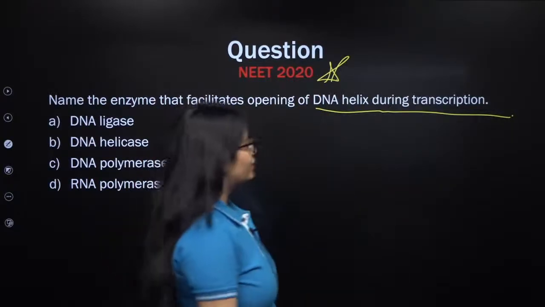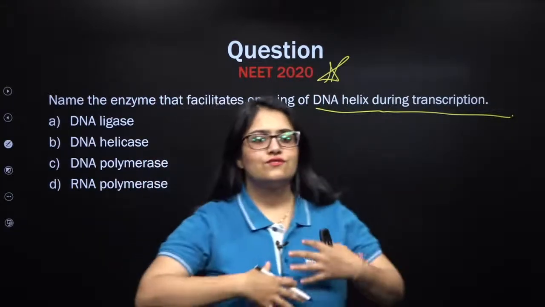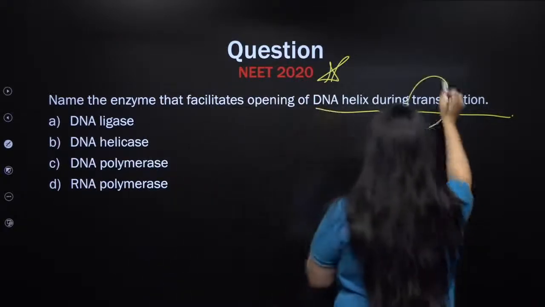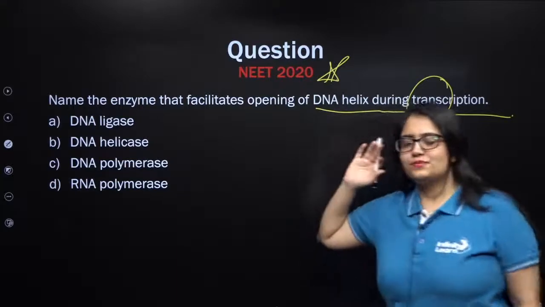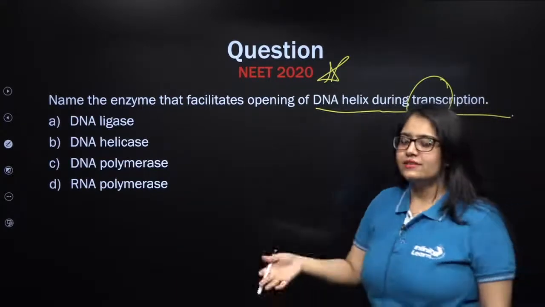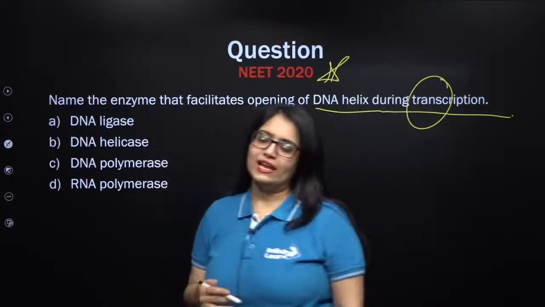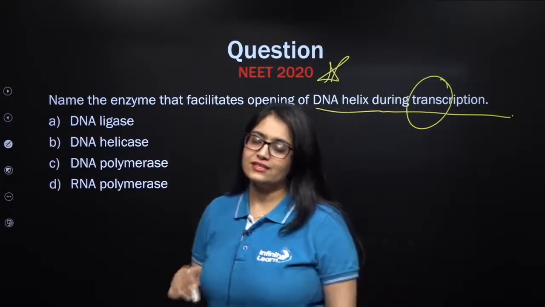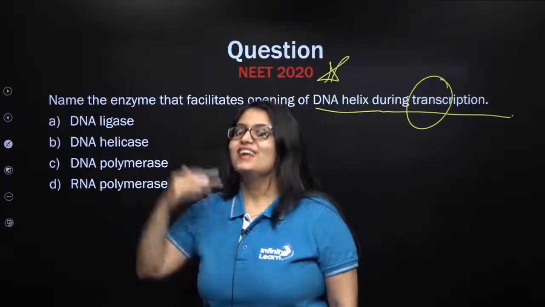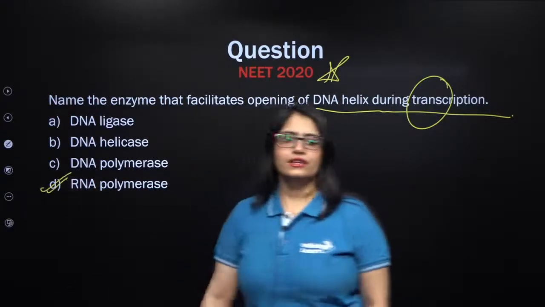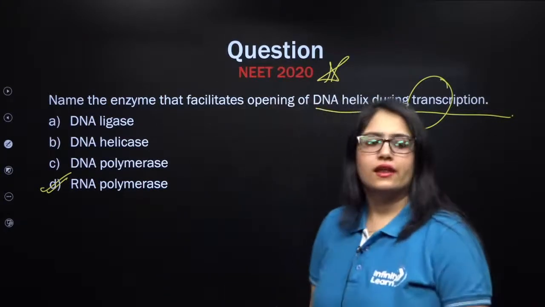So this is a little tricky question, and if you are in a hurry, you will miss the most important hint, that is transcription. If you do not read out transcription, you might relate this question with replication and give the answer helicase, which is wrong. DNA helicase opens the helix in transcription? No, in replication. When it's the case of transcription, it is the RNA polymerase that opens the DNA helix. So it was a tricky question. Please remember this. Excellent. Now let's see the next.